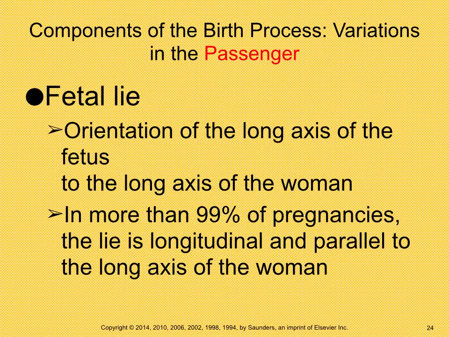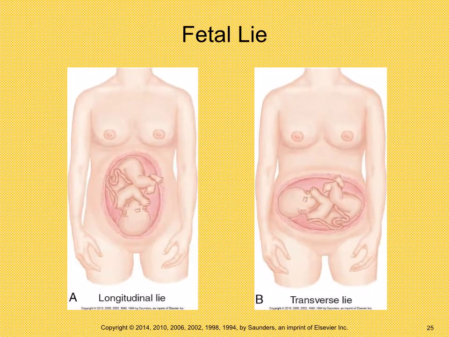Okay. Components of the birth process, variations in the passenger. So let's talk a minute about fetal lie: the orientation of the long axis of the fetus to the long axis of the woman. In more than 99% of pregnancies, the lie is longitudinal and parallel to the long axis of the woman, meaning that the baby is in a vertex presentation, or head down presentation. These babies can also be little acrobats and turn around and reposition themselves. We can see an example of a transverse lie in slide 25.